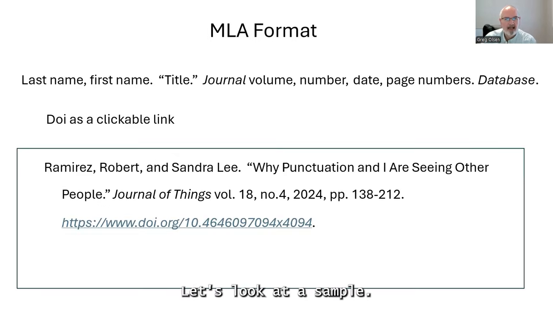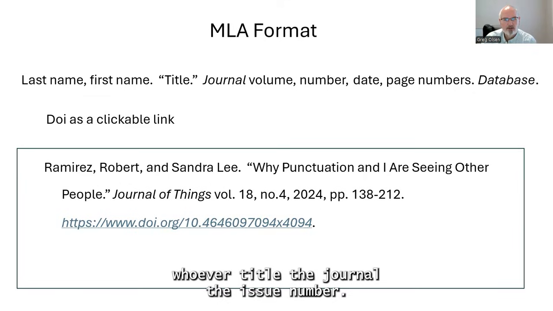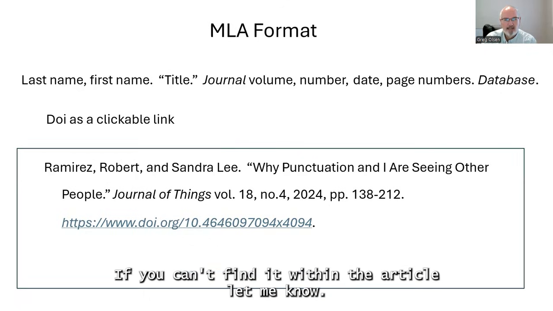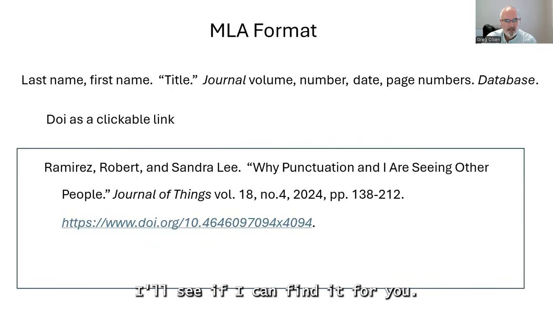All right, let's look at a sample. This is a single entry. We have things like the last name, comma, first name, we have our title, the journal, the issue number. So for number, that is the issue number. All of this information is going to be on that academic database. If you can't find it within the article, let me know. Give me the title and author of the article. I'll see if I can find it for you.